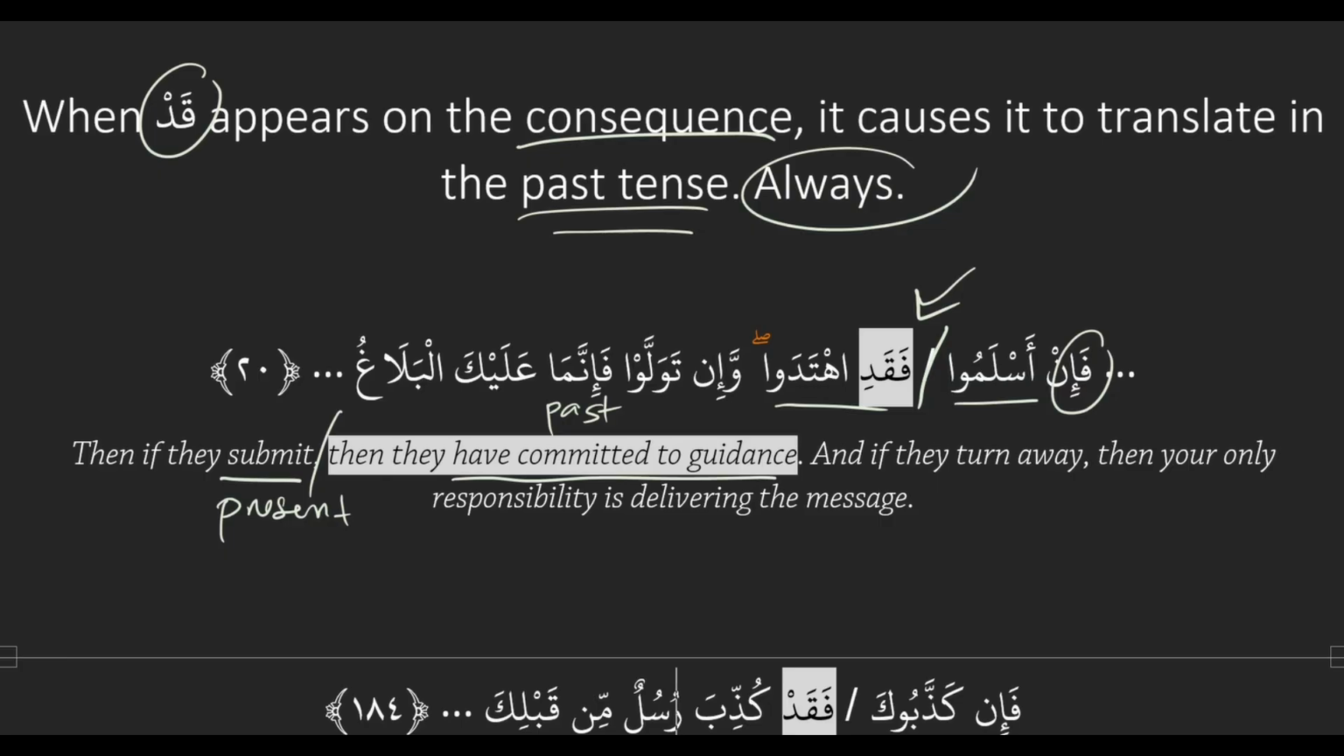So even though it's starting with in, which usually makes things translate in the present, right? So it undoes the effect of in. Basically, yeah. قد undoes the effect. Or just the easier way to think of it, the word after قد will translate in the past tense. That's it.